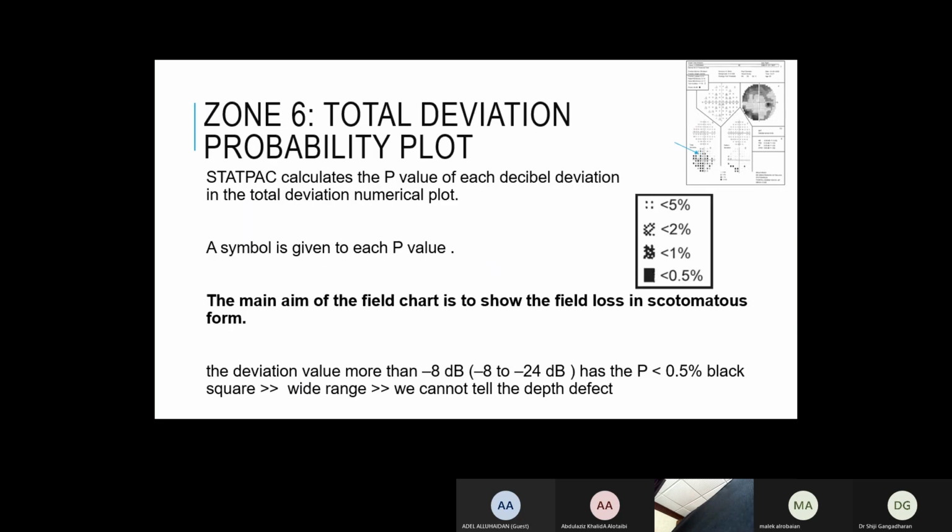And the total deviation probability plot is the same as the numerical values, but converted to p-values. What does that mean? That means it will show the significance of each dot in terms of the difference between the patient and his normal age group. If we have a p-value of less than 5, it will show 4 dots like this. If we have less than 2, it will be like this, and so on until less than 0.5, it will be a complete dark square.